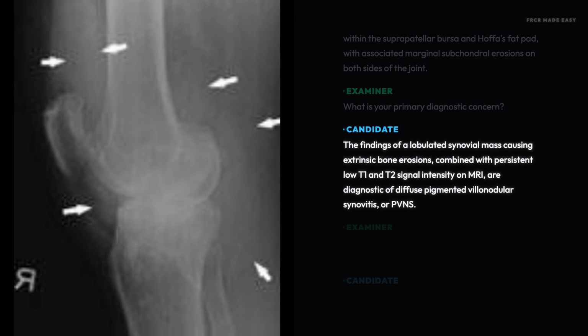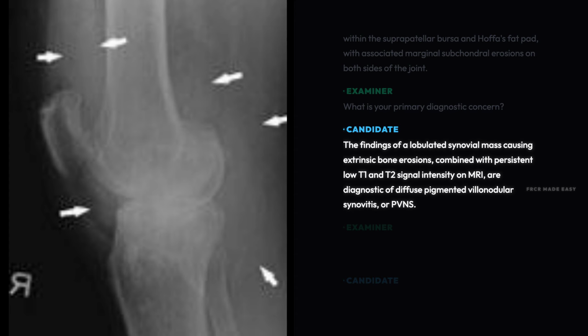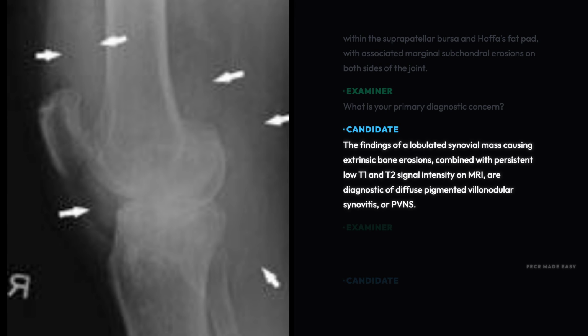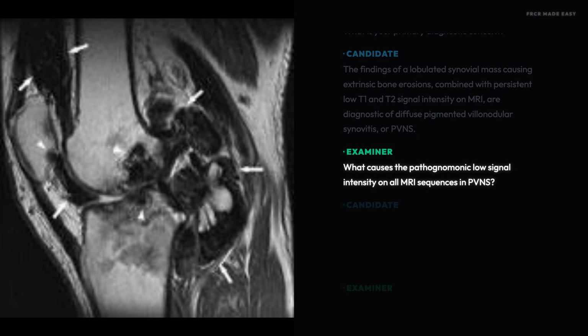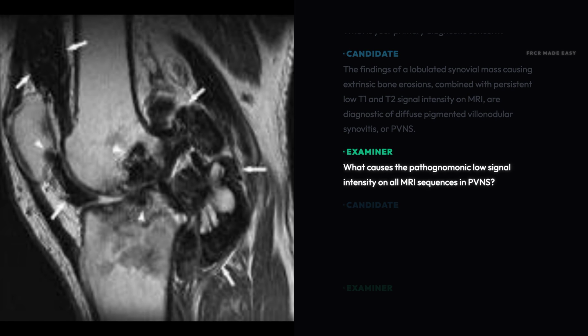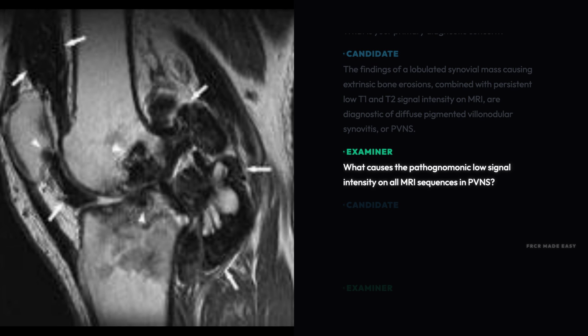The findings of a lobulated synovial mass causing extrinsic bone erosions, combined with persistent low T1 and T2 signal intensity on magnetic resonance imaging, are diagnostic of diffuse pigmented villonodular synovitis, or PVNS. What causes the pathognomonic low signal intensity on all magnetic resonance imaging sequences in PVNS?